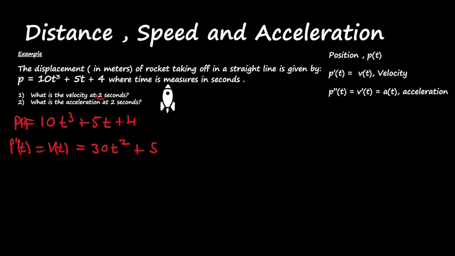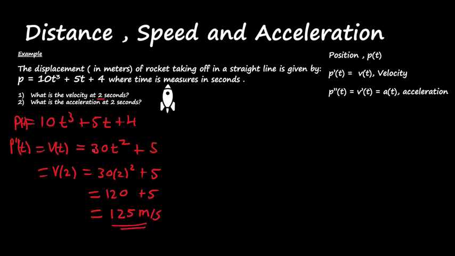So now we want to sub in for the time at 2 seconds. So v at 2 seconds is equal to 30 times 2 squared plus 5. So that equals 30 times 4, which is same as 60 times 2. So that's 120 plus 5. So that is equal to 125 meters per second. That is the velocity after 2 seconds.